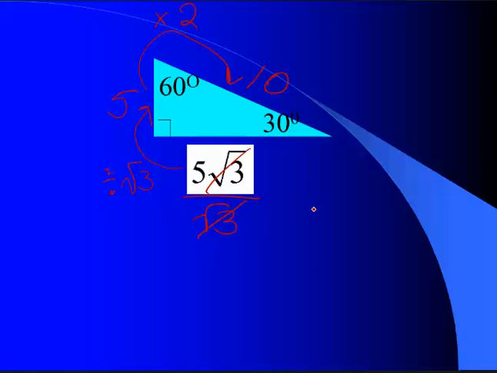So bottom line is you need to be able to go in all directions on a 45, 45, 90, where the legs are the same and the hypotenuse is square root 2 times that. Also on a 30, 60, 90, where the short leg is x, the hypotenuse is twice that, and the long leg is square root 3 times that. Be able to use these patterns on your homework.